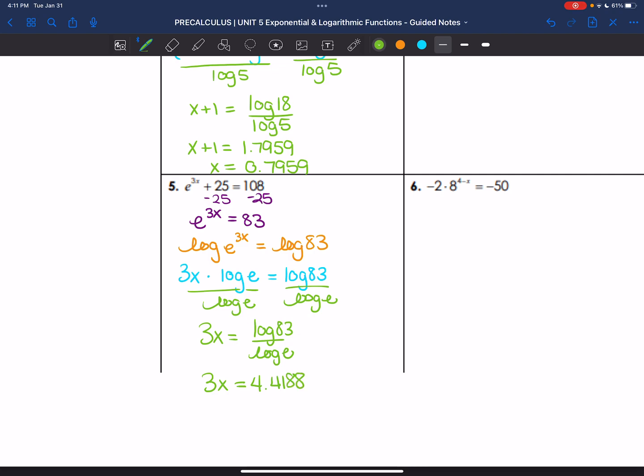4.4188. And if we go ahead and divide each side by 3, we'll have that x is 1.4729.